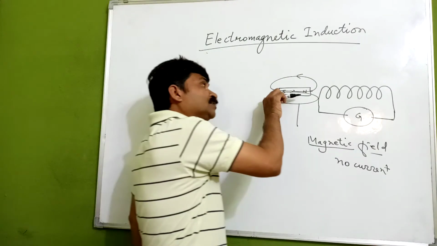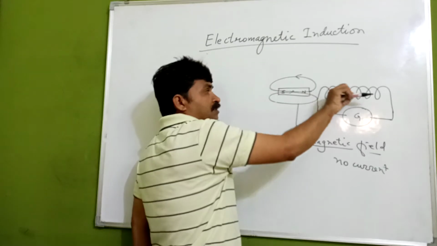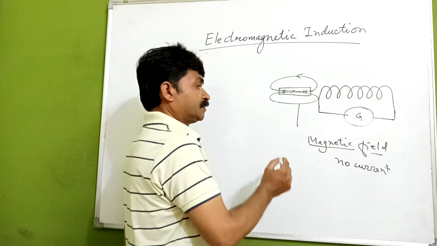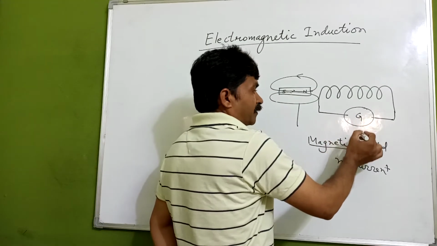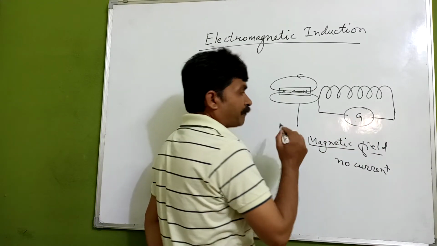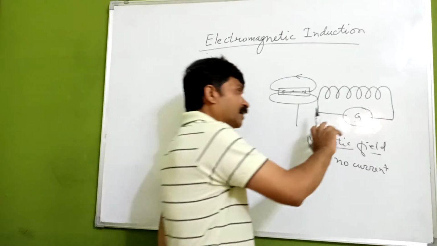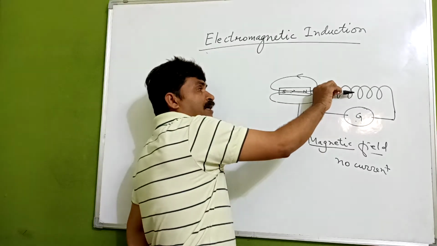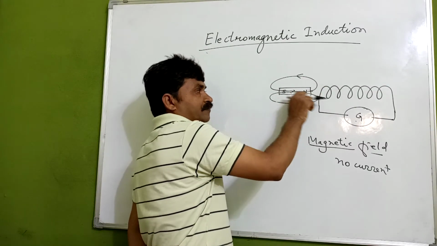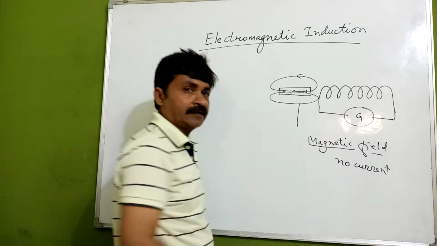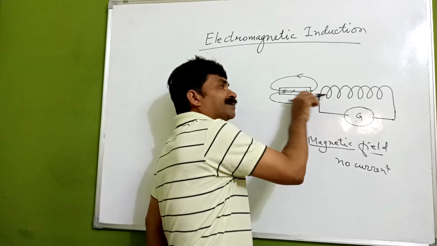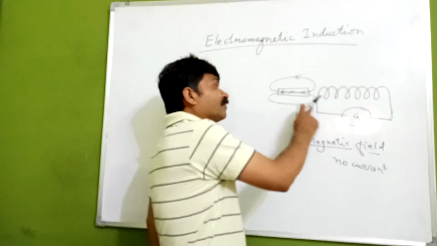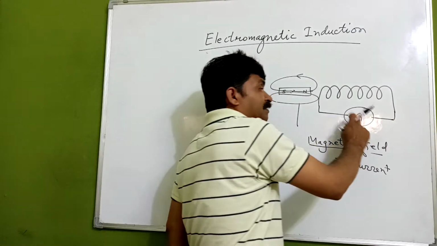But as we move this magnet towards this coil or inside the coil, what happens? It indicates the flow of current in the galvanometer. The galvanometer pointer deflects. When it is moving in this direction, the magnetic field lines are intersecting with this coil, cutting through it, and then there will be a flow of current inside it.